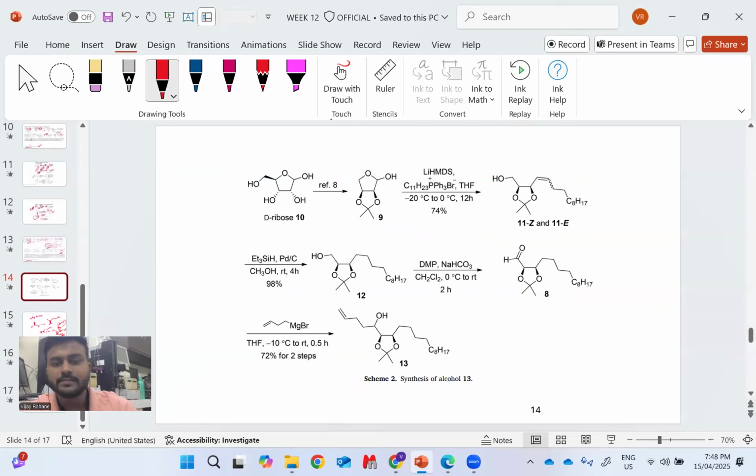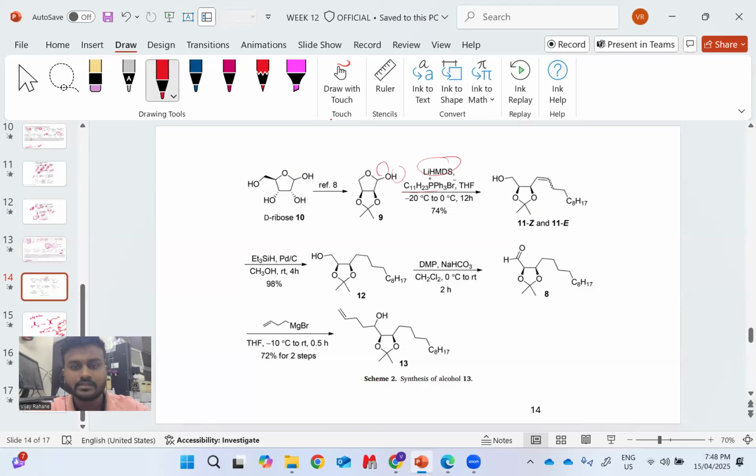So in this case particularly, you can see here added the LiHMDS, then this is the PPh3CH2Br, this is the Wittig salt, and how this works. So in this case, LiHMDS, that's the base, and this base basically abstracts this proton from this hydroxide. So this bond opens up, and it forms the intermediate. So you can see here OH. Now both of these OH are protected.